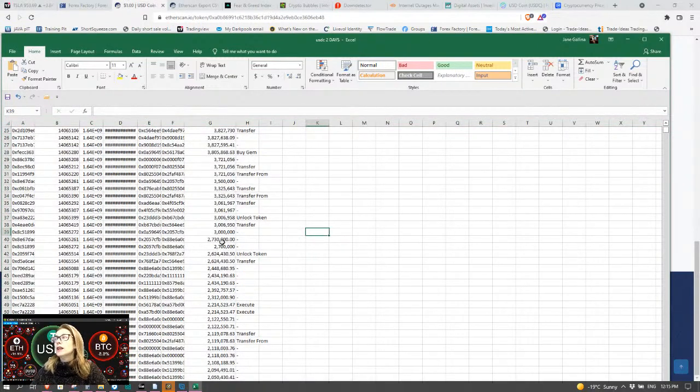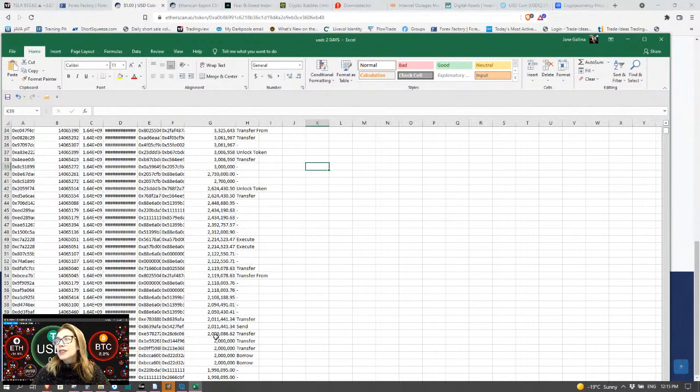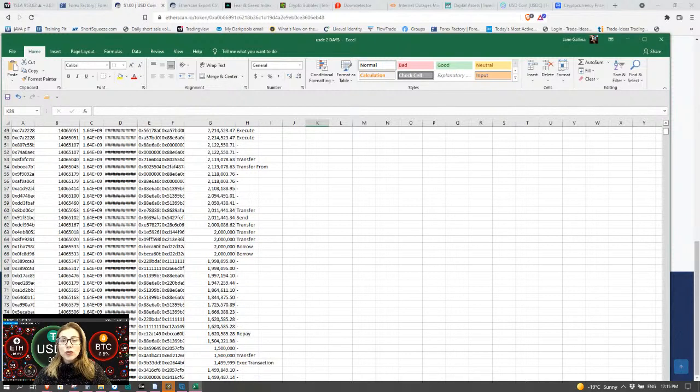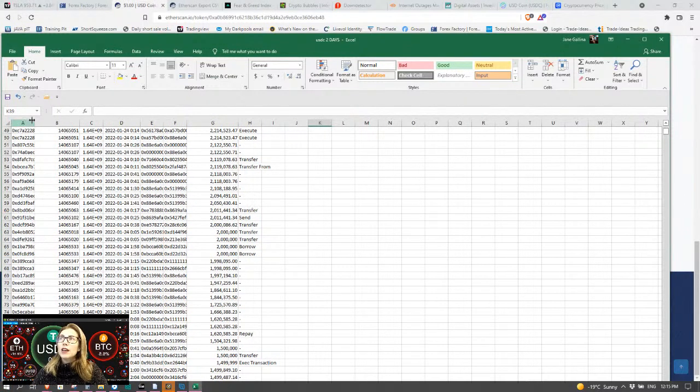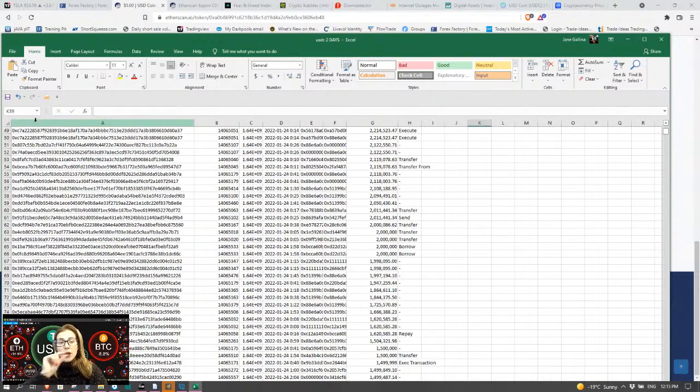Okay, so we still have 2.7 million, 2.6 million, 2.4 million. So this volume is true volume that is happening today. It's not made up. This is all on the blockchain. These are all transactions. What's cool about blockchain technology is you can see where it is flowing.